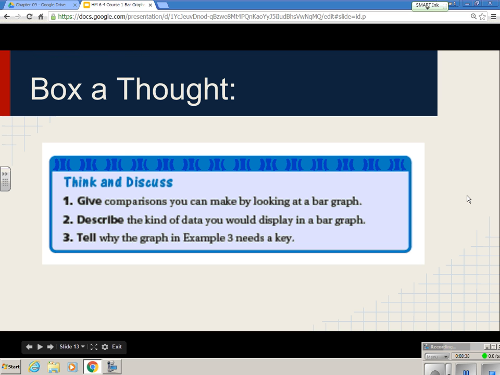All right, you made it to your box of thought. You have three questions. For the third one, remember, it's the graph you just did, the double bar graph. So tell me why the double bar graph in example 3 needs a key. Why do you need to have a key for that? When you're done, move on to the quiz.